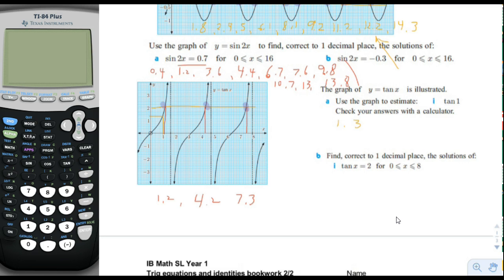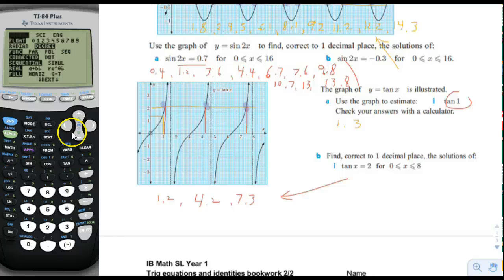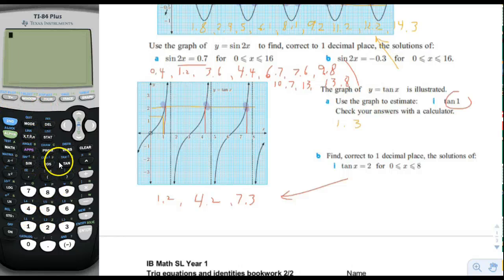Okay. For that. And it said to check the answer with the calculator for tangent of 1, so why don't we do that? We're going to put the calculator into radians mode. Radians. Quit. And then we're going to say tangent of 1. The answer is 1.6, and I put 1.3. So, not such a good estimate, is it? So the real answer is 1.6 about.